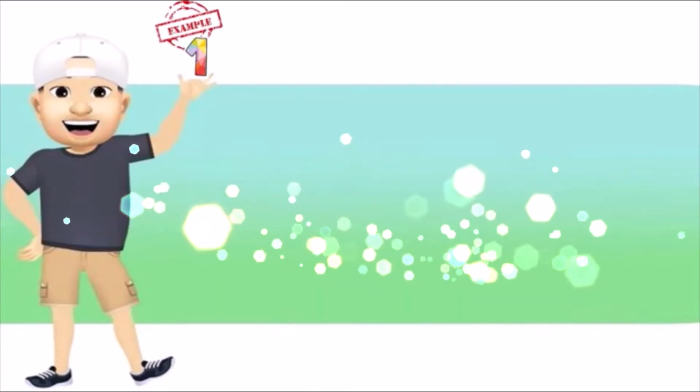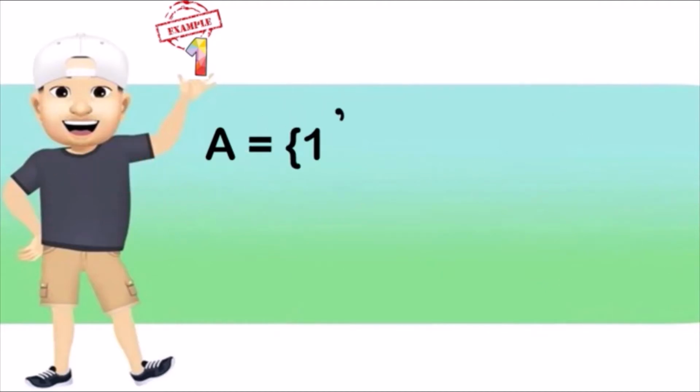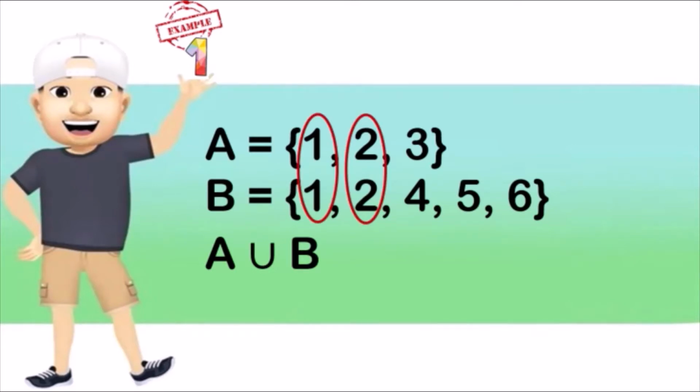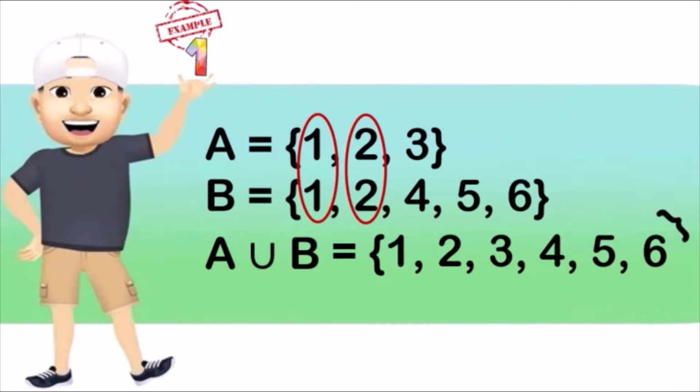Number 1. Given set A whose elements are 1, 2, and 3, and set B whose elements are 1, 2, 4, 5, and 6, what is the union of A and B? The union will contain everything in both sets, but 1 and 2 we're not going to write twice, only once. So, the union of set A and B is equal to 1, 2, 3, 4, 5, and 6. So, we're going to write anything in both sets but only once.